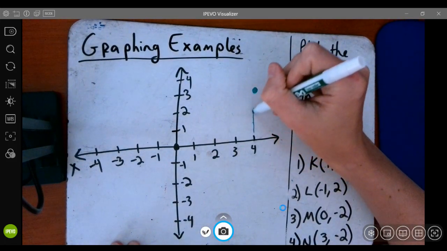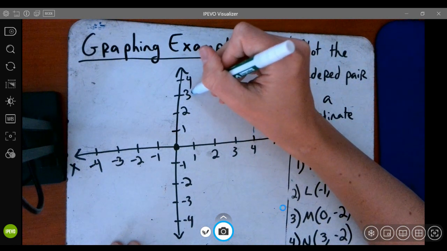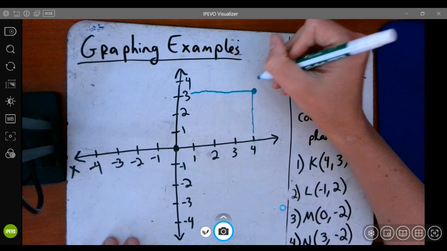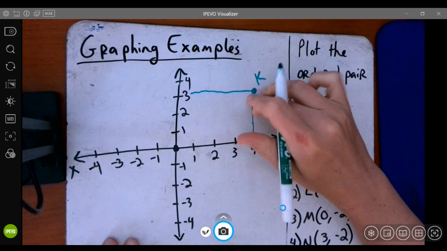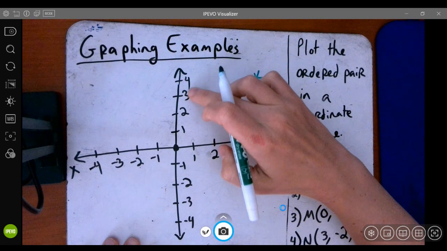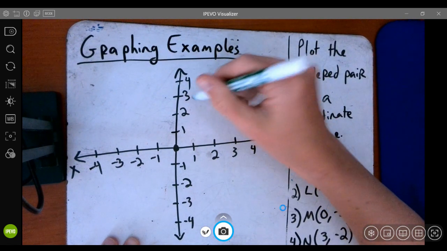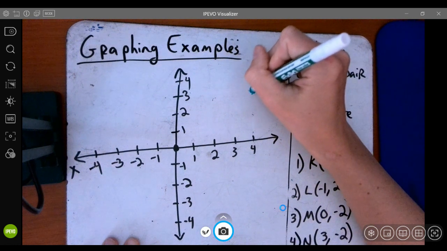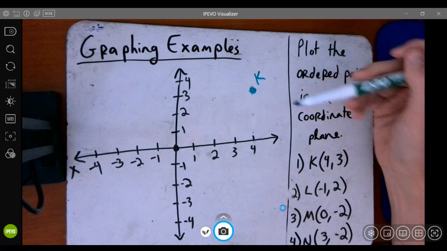And if you see a printed graph and not one that I'm drawing by hand, you'll be able to see the lines a little better. But I would label this point K. And I don't really need to draw these lines. I'm just drawing them so that you can see where I'm going across from the 3 and up from the 4. So that would be point K.